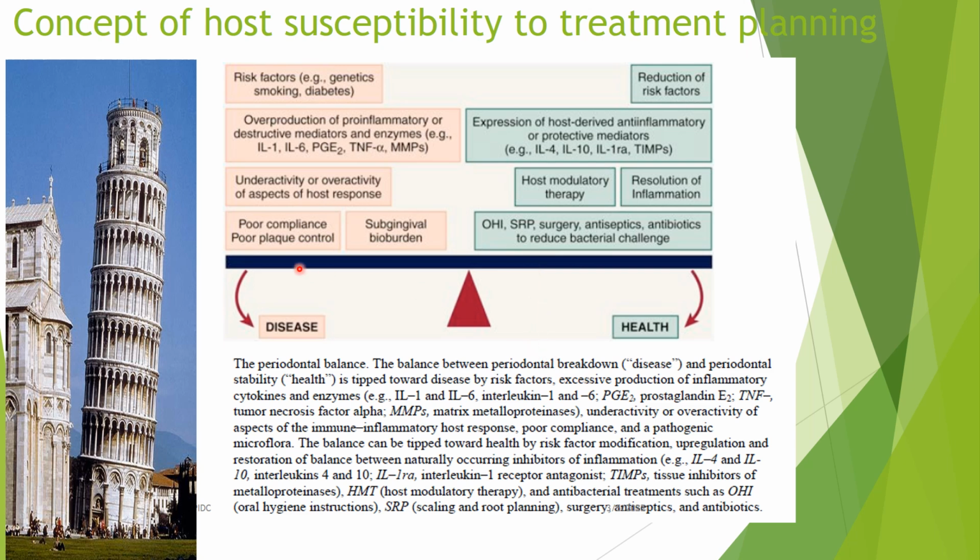But on the other hand, if there are more risk factors like genetics, smoking, diabetes, overproduction of pro-inflammatory mediators, underactivity of the host response, poor compliance or plaque control, and a high subgingival microbial burden, then you have a disease status. So just go through the lines which I have given underneath. This tells about the balance between disease and health. If there are more components on the disease side, then the graph is going to shift to the diseased aspect. If there are more components on the health side, it shifts to health.